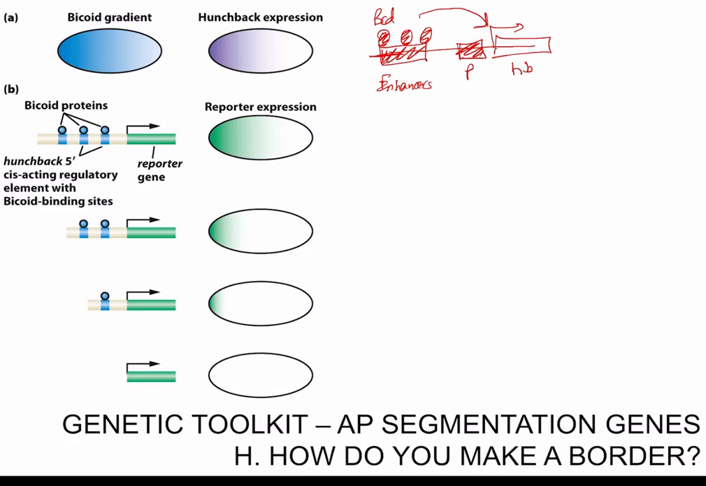The second part of the question is, how do you go from these gradients to something that is expressed in a restricted part of the embryo? And this question was answered by the sort of reporter experiments that we discussed just a minute ago. And so first, the experiment was that you had a reporter gene and a promoter, and several different synthetic genes were built.